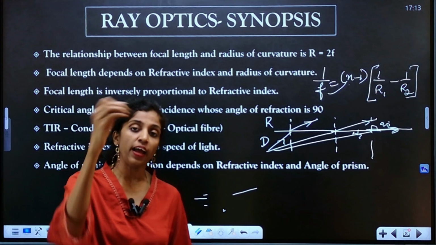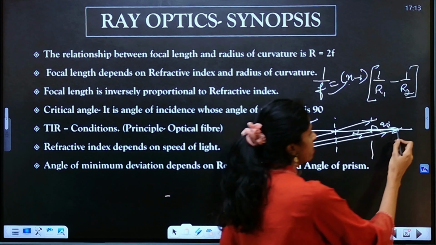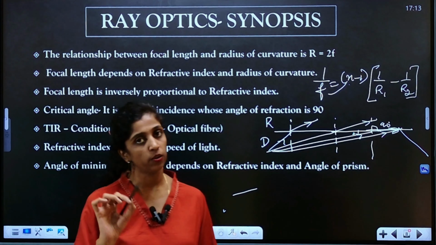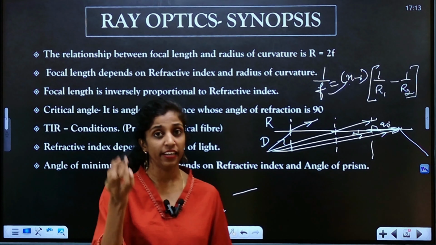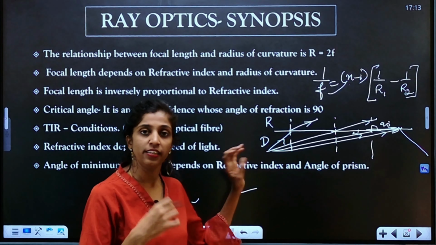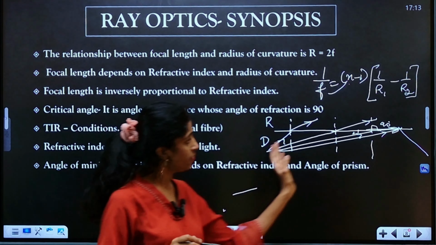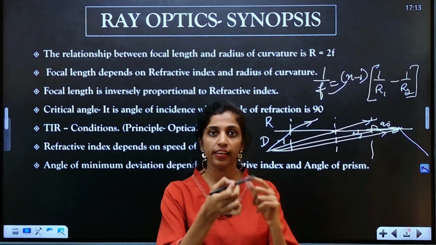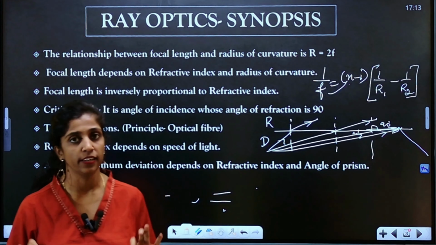Now, if the angle of incidence is greater than the critical angle, then the light will completely get reflected back. This phenomenon is called total internal reflection. Again, it's the most expected question: what are the conditions for total internal reflection? Light should always travel from denser to rarer medium, and the angle of incidence should always be greater than the critical angle. Only then can light reflect back. These are the two major conditions for total internal reflection.